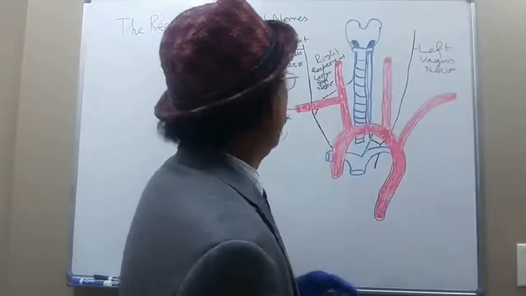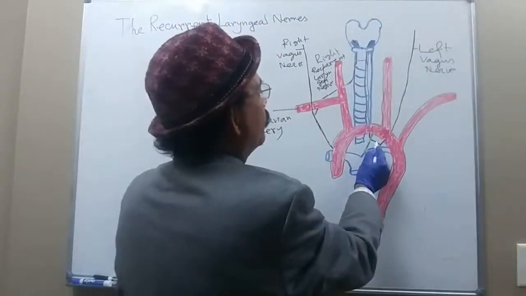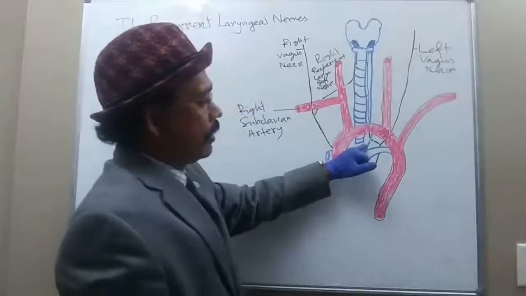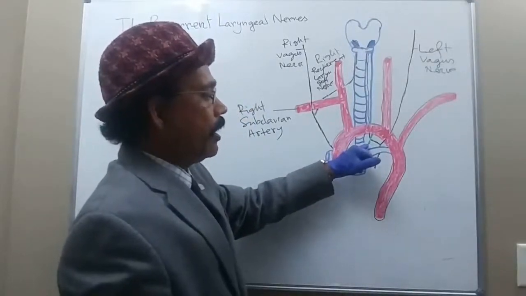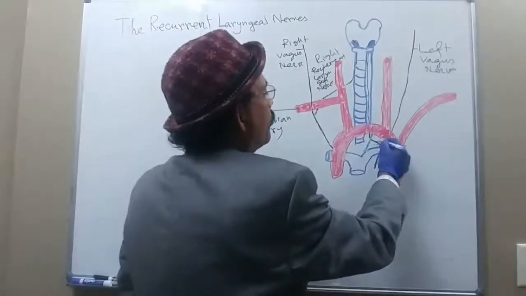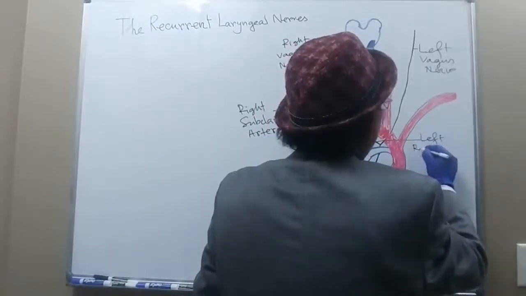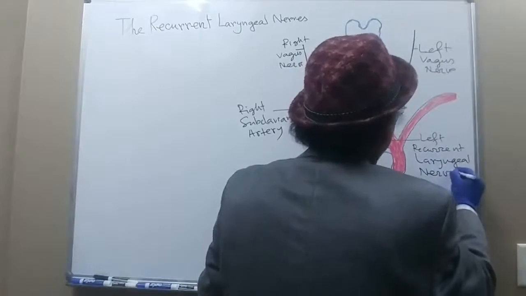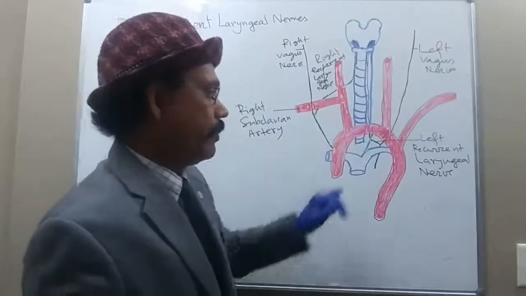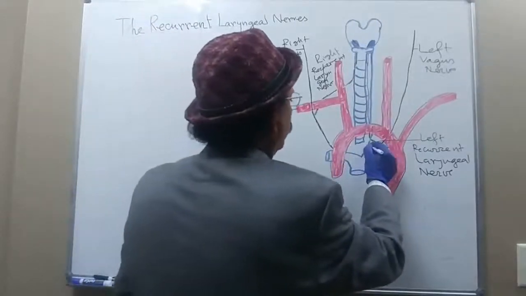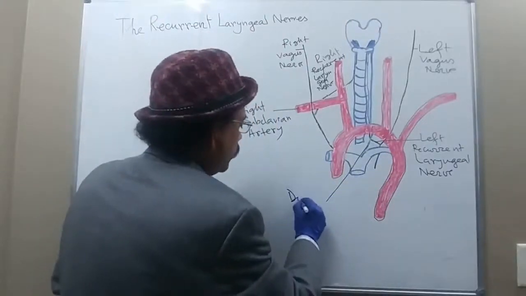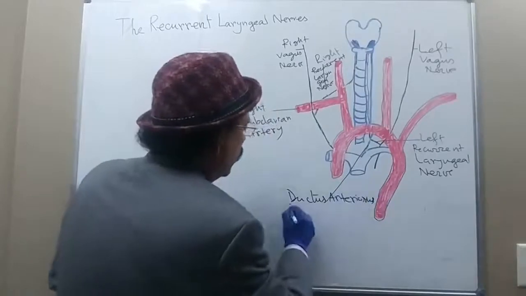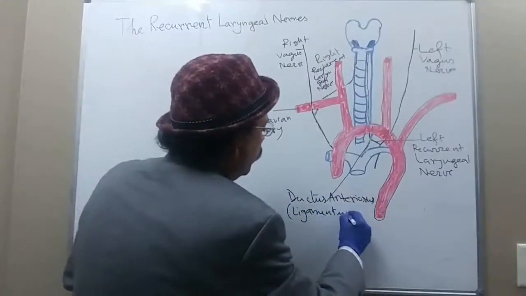On the left side, this is the left vagus nerve, and this is our left recurrent laryngeal nerve. It is a branch of the left vagus nerve that turns around the ligamentum arteriosum in the adult. In intrauterine life, it was the ductus arteriosus. This green color is the ductus arteriosus during intrauterine life. After birth, it becomes the ligamentum arteriosum.